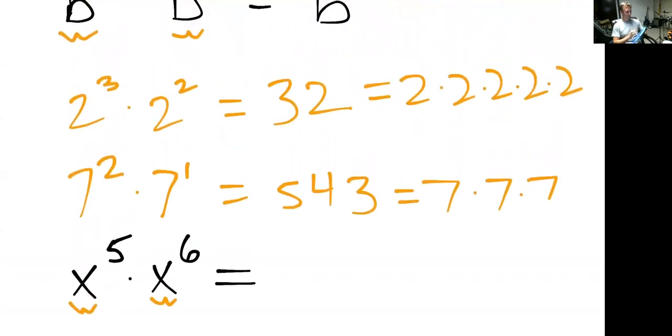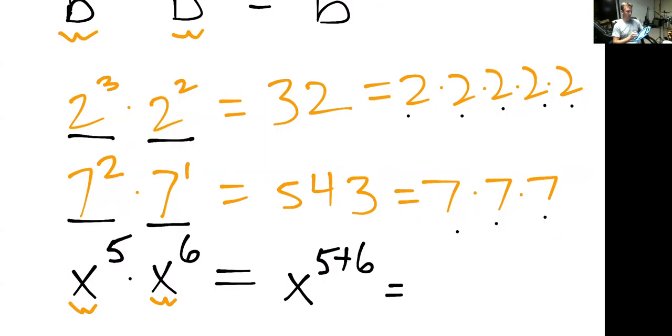Up here, 2 cubed times 2 to the 2nd, it's 2 to the 1, 2, 3, 4, 5. 7 squared times 7 to the 1st, that's some number, but it's 7 to the 3rd, right? So this is just x, we keep the same base, to the 5 plus 6 power, which is 11. x to the 11th. Okay.